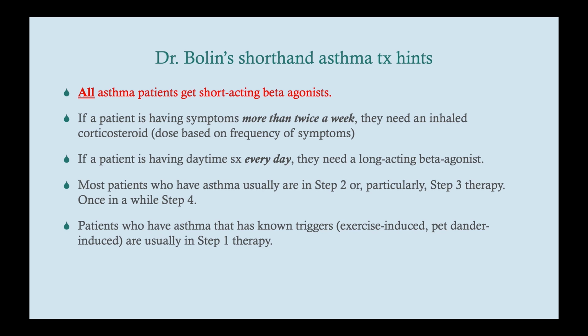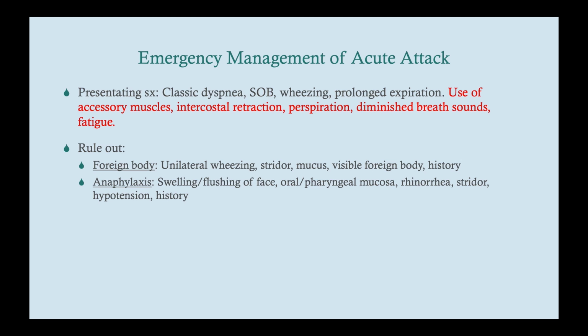Patients who have asthma with known triggers, so exercise-induced, or pet dander like cats, are usually in step 1 therapy. Because you go to your friend's house and they happen to have a cat, well, you've got your albuterol right there, and then you say, look, can we come play at my house where we don't have cats? Or if it's exercise-induced, if they're going to gym class or want to play for the football team or whatever, they've got their inhaler there, and that will usually get them through. So if they're known triggers, typically they're just in step 1 therapy. They don't need the long-acting beta agonists or the corticosteroids.